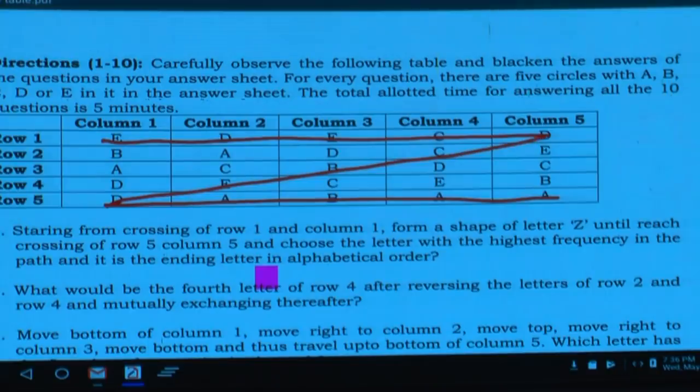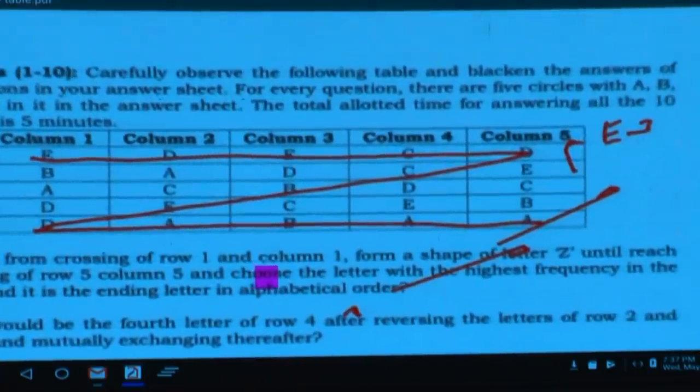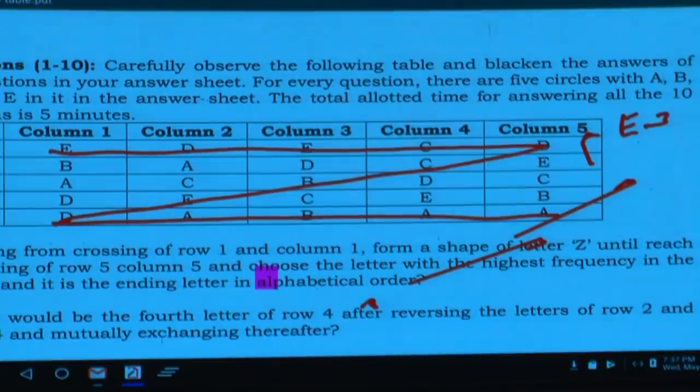Now in this Z, until reach crossing of row 5, column 5, choose the letter which has the highest frequency in the path. What is the highest frequency in the path? Now in this path, E appeared for how many times? E appeared for 3 times, isn't it? Next one, D appeared for how many times? 1, 2, 3, 3 times.